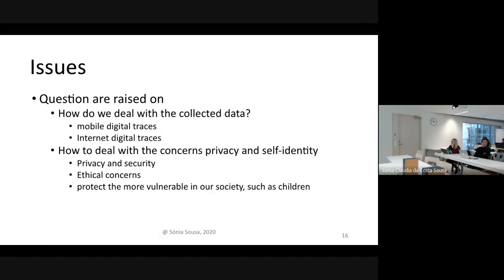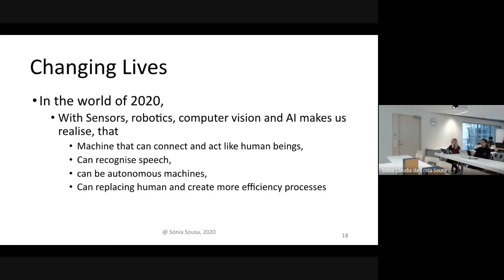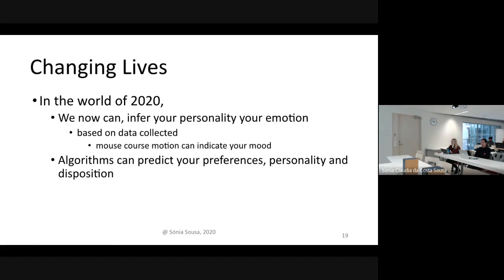But then, with this merge and this blur, some issues were created. So now we are concerned with things like mobile digital traces, internet digital traces, privacy, security, social implications, behavior change, ethical concerns, how to protect children, how to protect the elderly. This is something that is coming as well. This happens because machines are everywhere and machines can collect our data. So machines know more about us than we know ourselves. They can understand much more.